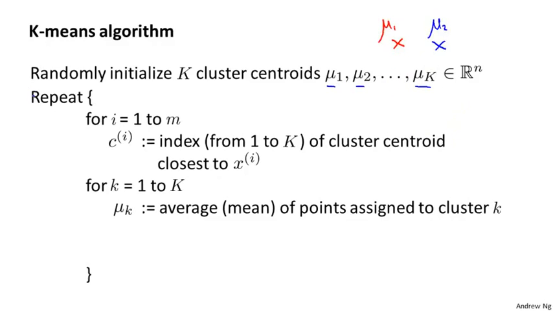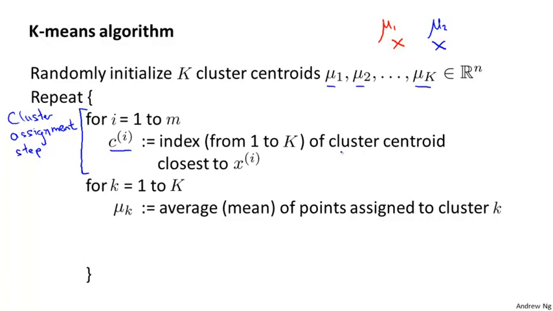Then the inner loop of k-means does the following. We're going to repeatedly do the following. First, for each of my training examples, I'm going to set this variable ci to be the index 1 through k of the cluster centroid closest to xi. So this was my cluster assignment step, where we took each of my examples and colored it either red or blue depending on which cluster centroid it was closest to. Okay, so ci is going to be a number from 1 to k that tells us, is it closer to the red cross or is it closer to the blue cross?